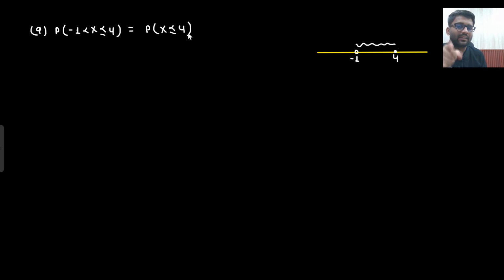Probability of random variable x taking values lesser than 4. That means all these values it is taking. But we don't want all these values. We don't want these values, right? We only want these values. So what I need to do? Minus probability of random variable x taking values lesser than or equal to 1. Is that clear to you?